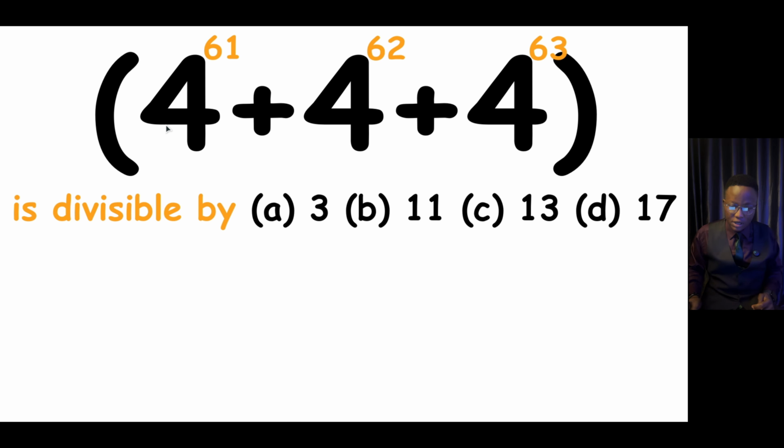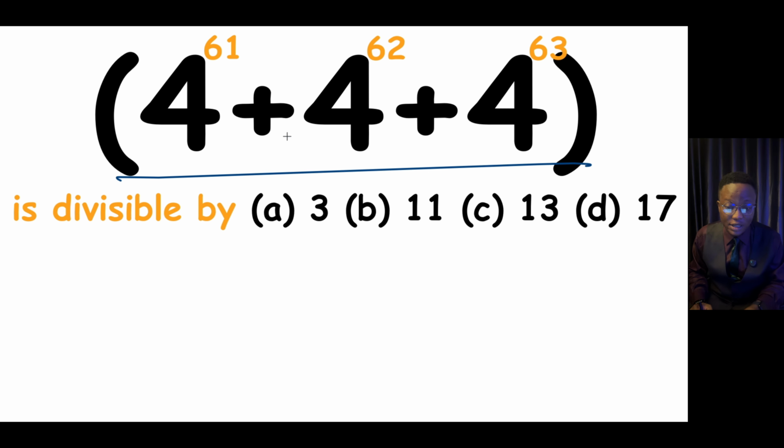Which of these numbers in the options can divide this expression we have up here? We have 4 raised to the power 61 plus 4 raised to the power 62 plus 4 raised to the power 63, and we have 4 options: 3, 11, 13, and 17. They are all prime numbers, of course. Which one of them can divide completely the expression up there?